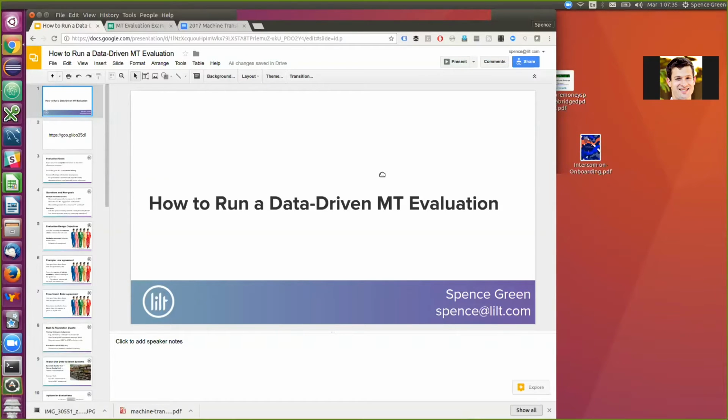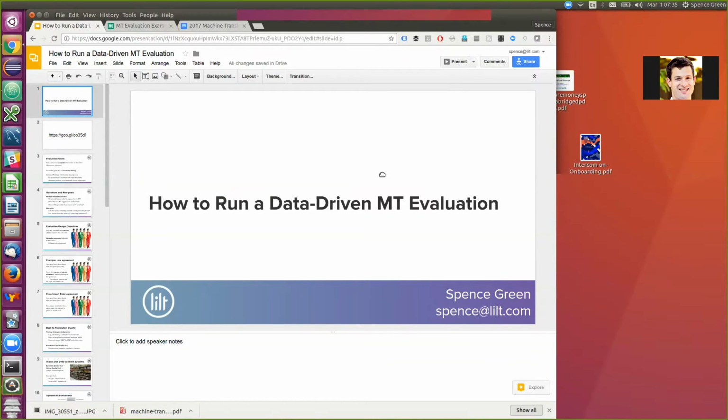And most prominently, there was an evaluation that Google did of their new neural machine translation system last September, I guess, when the paper came out that got a lot of press. So we'll talk a little bit about that and how that was set up as an exemplar case of a component of a machine translation evaluation.